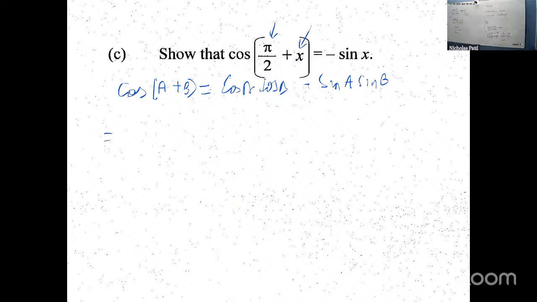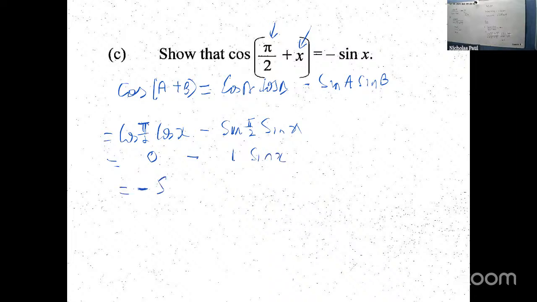So that will be equal to cos pi on 2 cos x minus sin pi on 2 sin x. So you recognize cos pi on 2 is 0. Sin pi on 2 is 1. So you'll end up with minus sin x. Right? So that was an easy 4 marks, right? That's okay? All right. The next part is not showing up on my iPad, but I'll send it in the group.